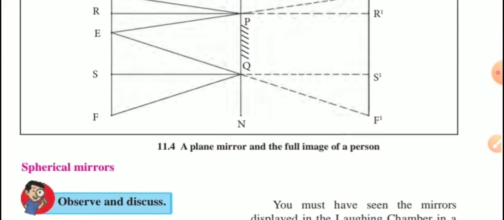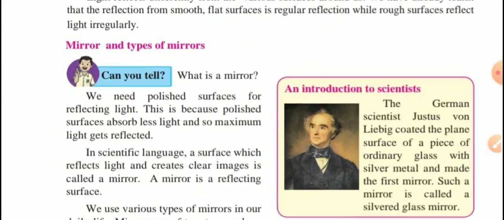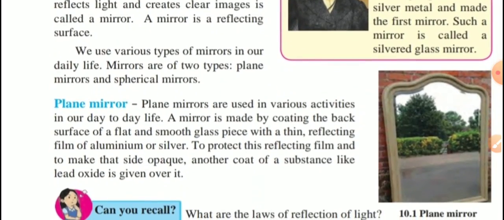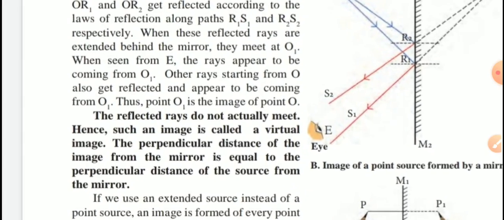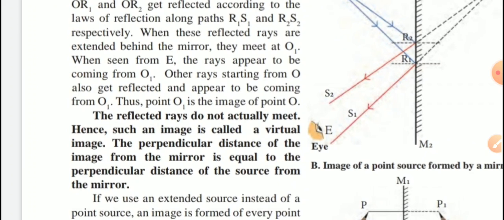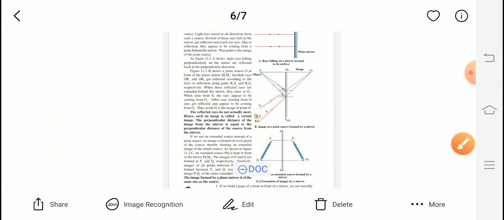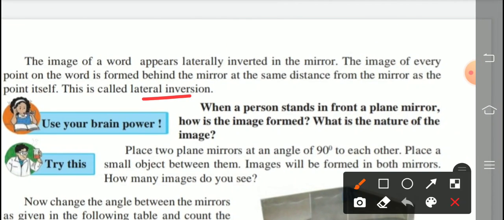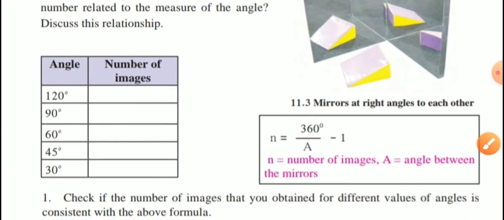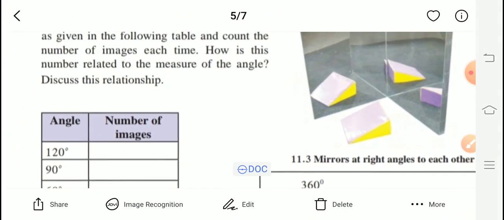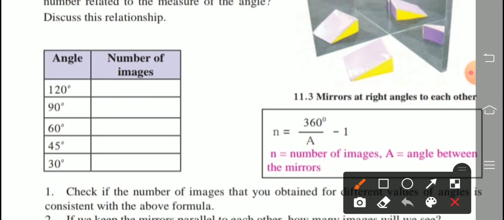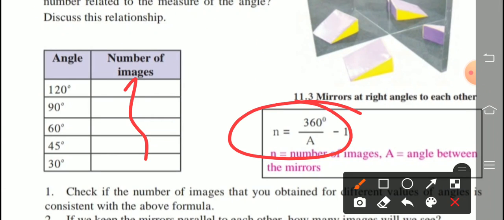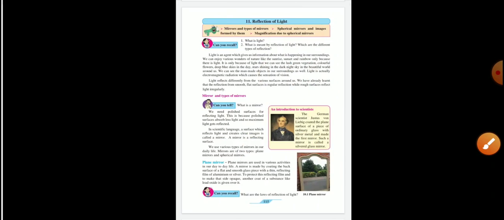So in this way, today we learned about reflection, mirrors and their types, plane mirrors, then the laws of reflection, then what is meant by a virtual image, then lateral inversion, which letters are the same and which are inverted, with the definition given here. We also learned how many images form between two mirrors at different angles. With the help of the formula, we can easily find the answers to all of these. Clear, all of you? Yes. Thank you.